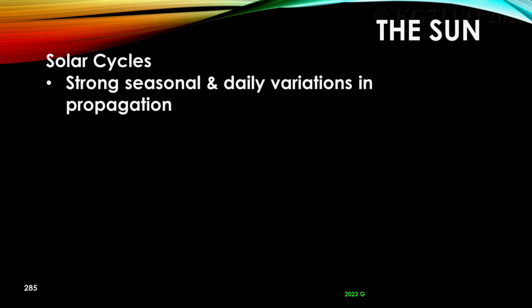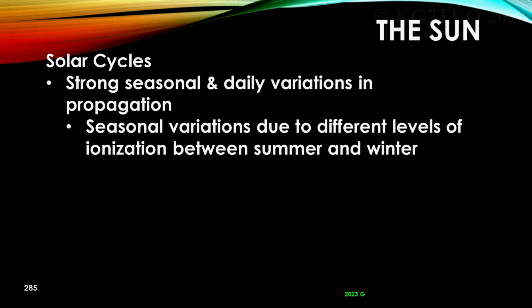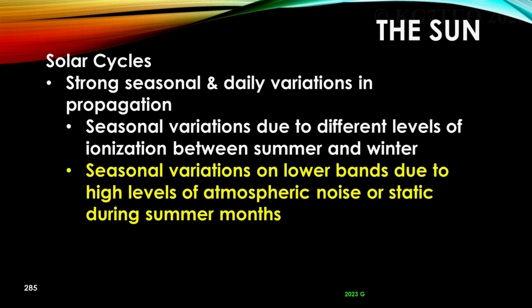Okay, strong seasonal variations. Seasonal variations are due to different levels of ionization, summer and winter. Of course, in the winter, the ionization level will be lower. Seasonal variations on lower bands are due to high levels of atmospheric noise or static in the summer months. You're going to see more static in the summer months. Why? Because you've got thunderstorms, and thunderstorms produce lightning. And that lightning, you'll see in your S meter as a whack, whack, whack, in the S meter per second, and then drop back down again.